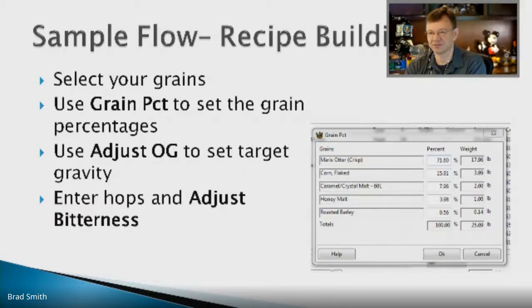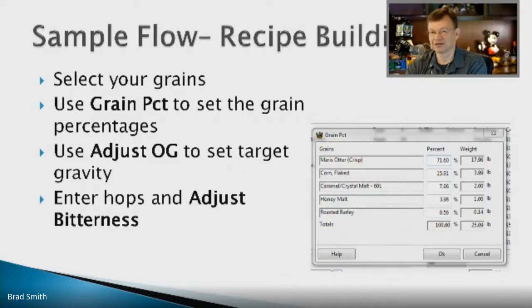I'll say I want 71% Maris Otter. I want 15% flaked corn. I want 7% crystal, and so on and so on. I just set those numbers there. And then I push OK, and now it's going to adjust everything, but it's still going to be really small numbers, right? It's going to be 0.7 pounds of this and 0.2 pounds of that and whatever.